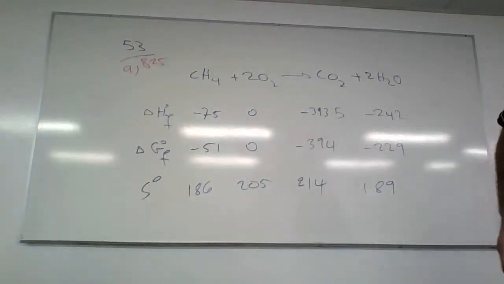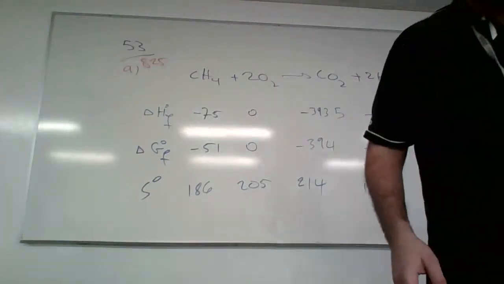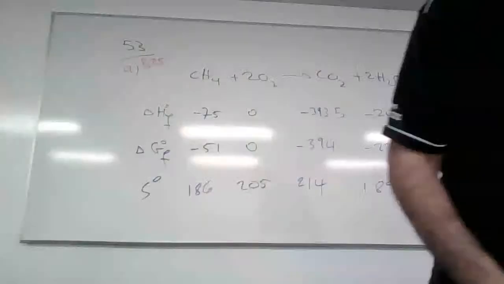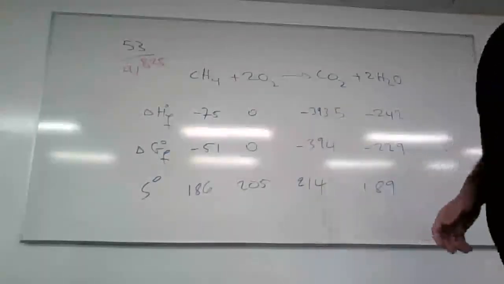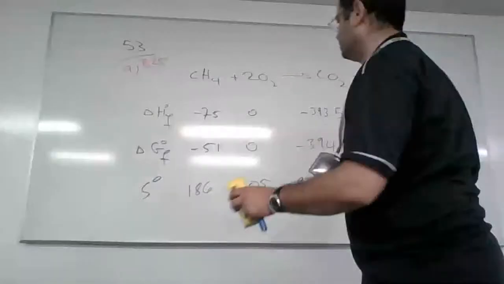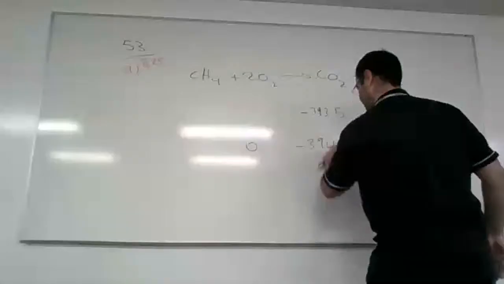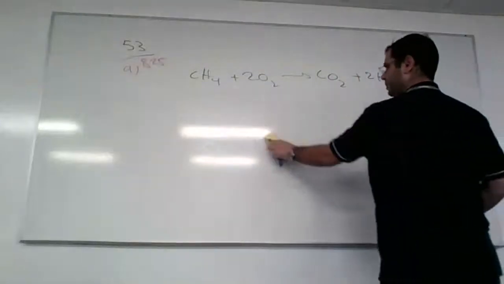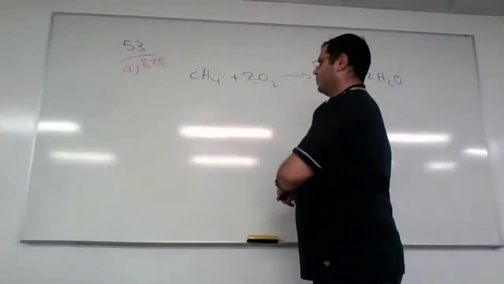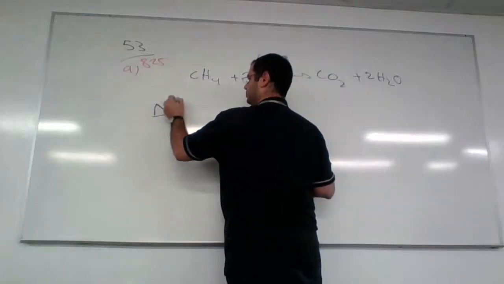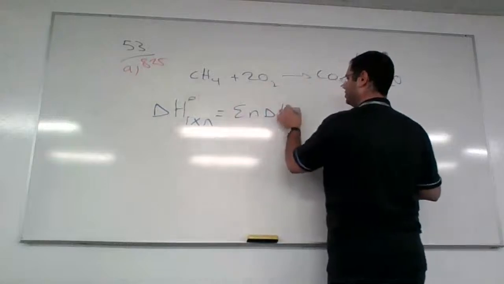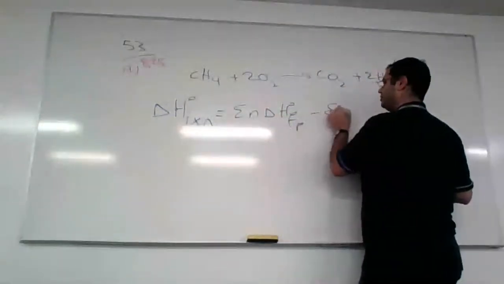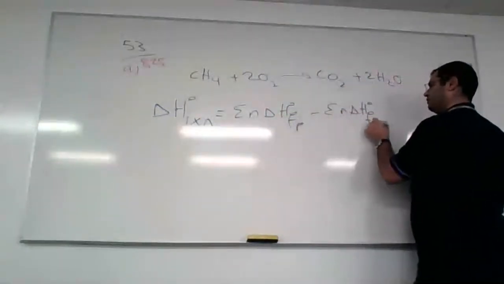So let's start solving now. Delta H for the reaction is equal to the sum of n delta H formation for the products minus the sum of n delta H formation of the reactants.